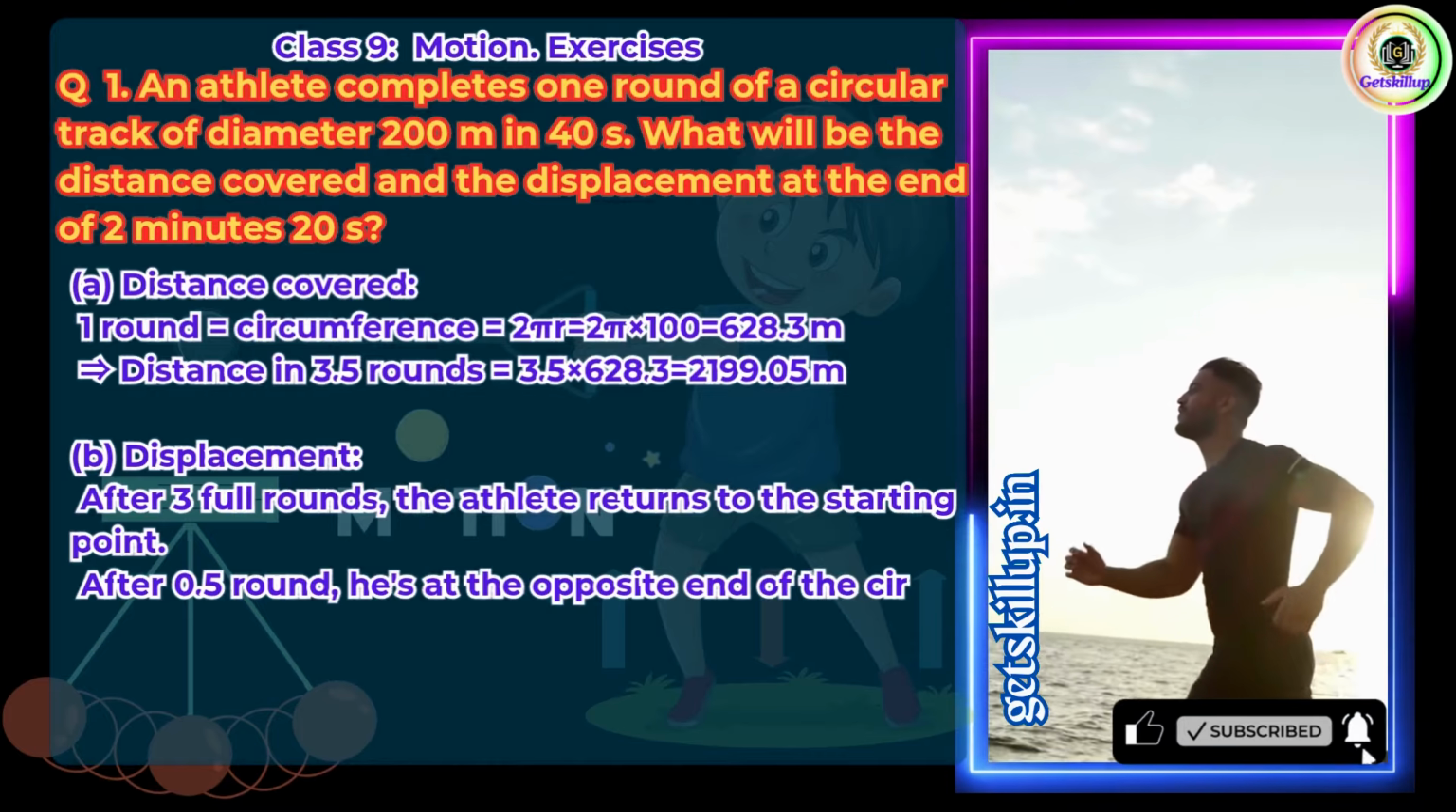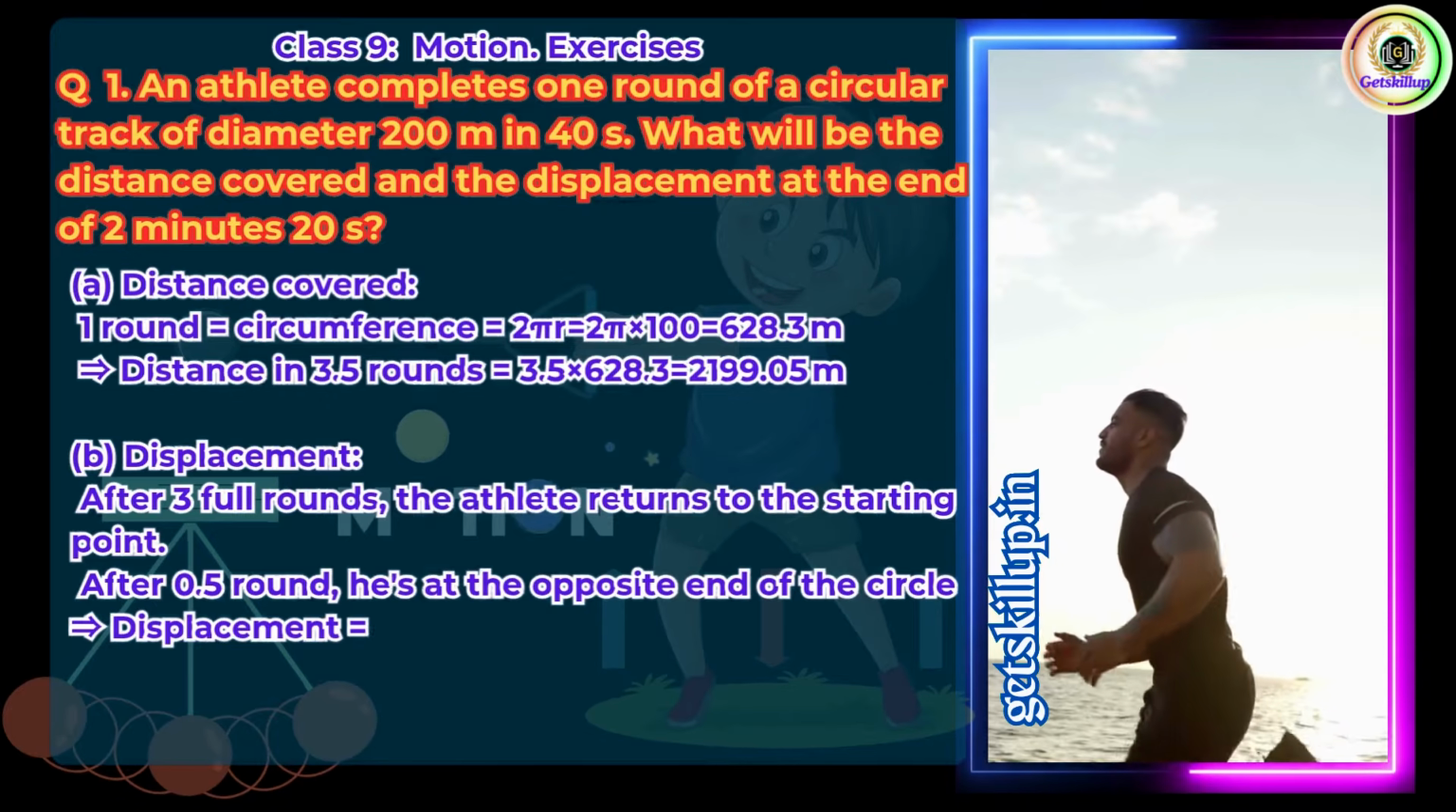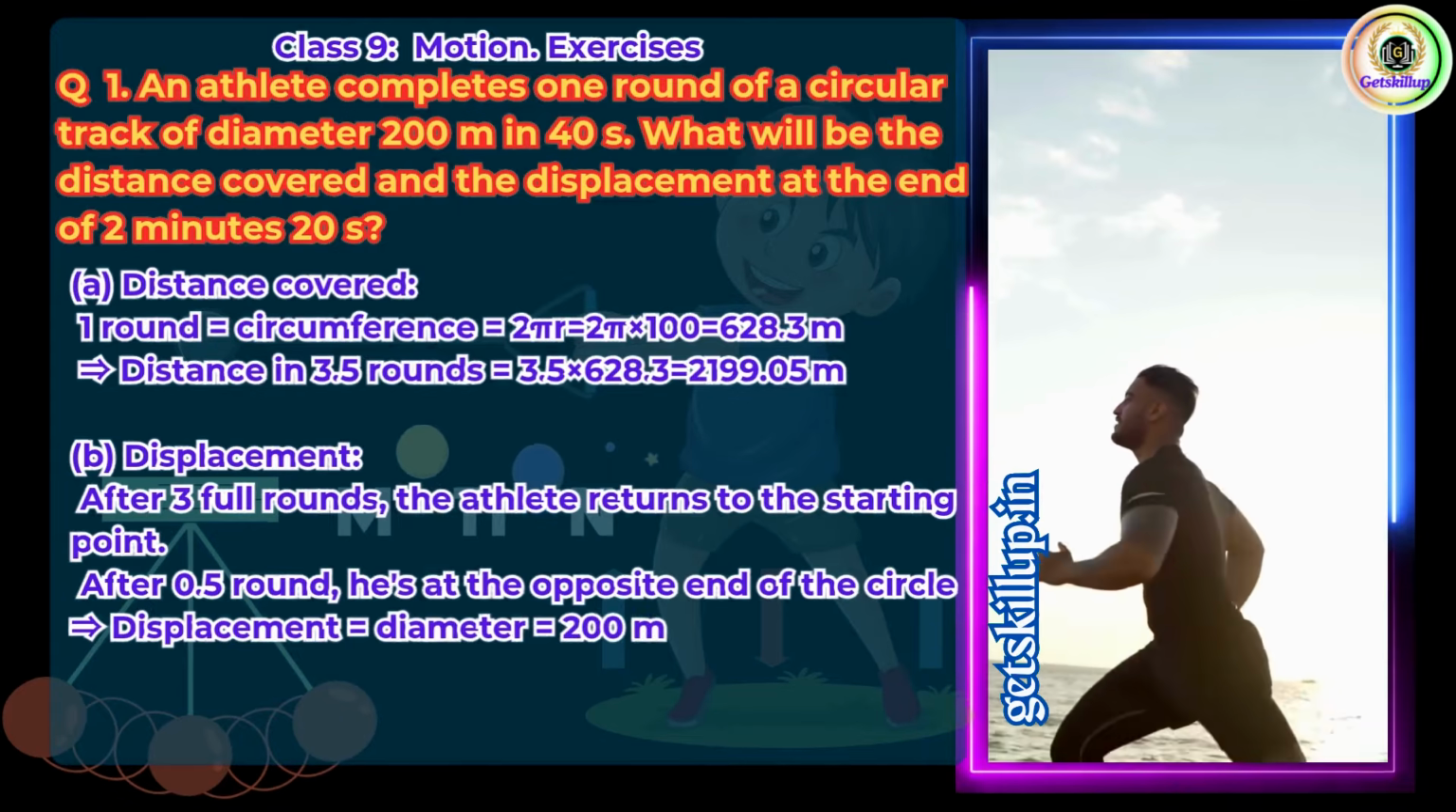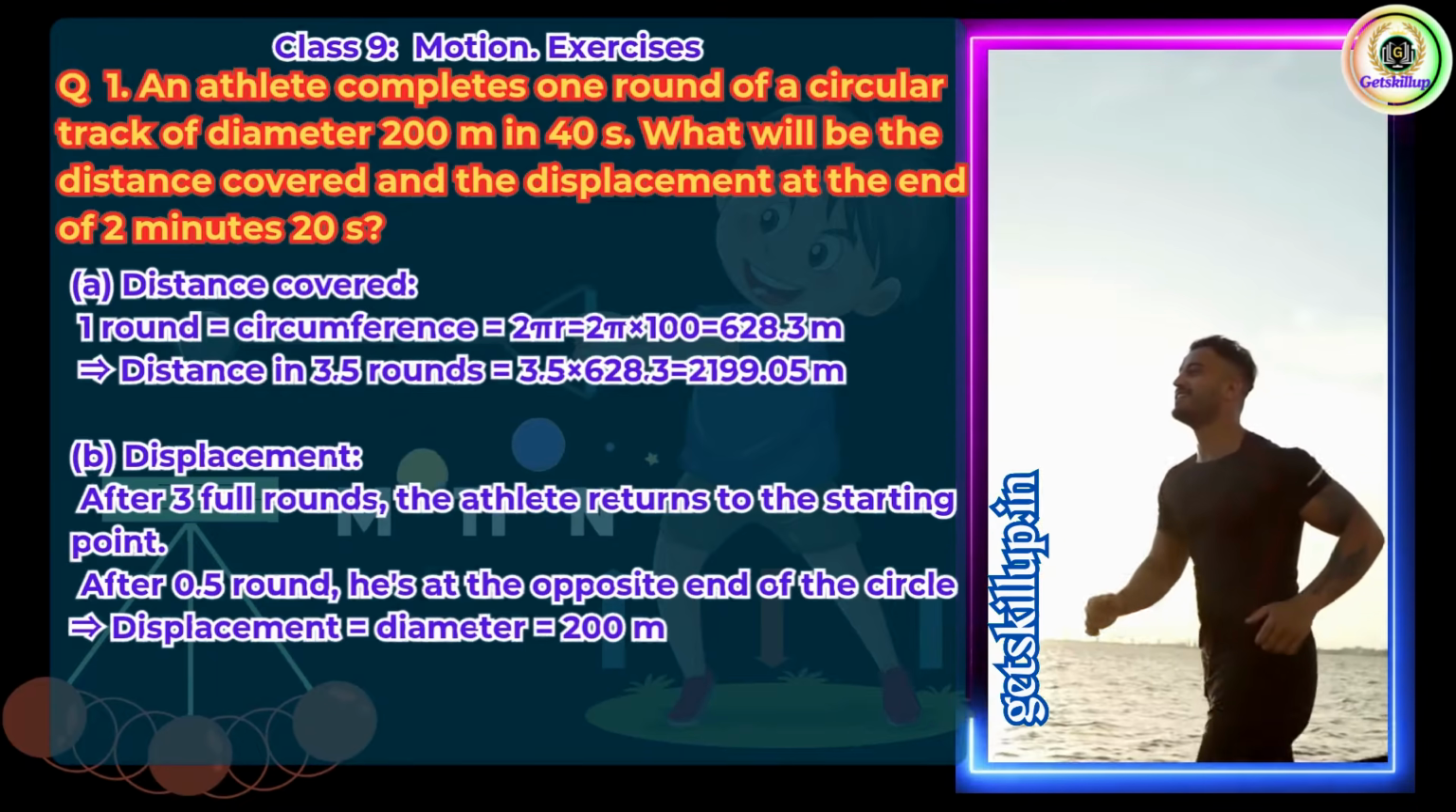Displacement. After 3 full rounds, the athlete returns to the starting point. After 0.5 round, he is at the opposite end of the circle, so displacement equals the diameter, which is 200 meter.